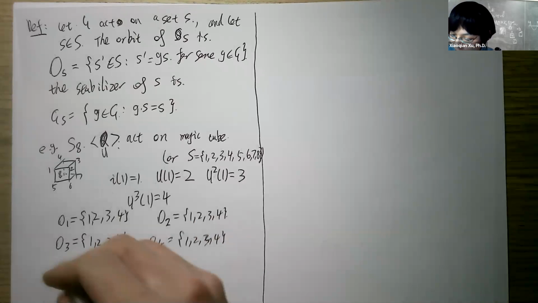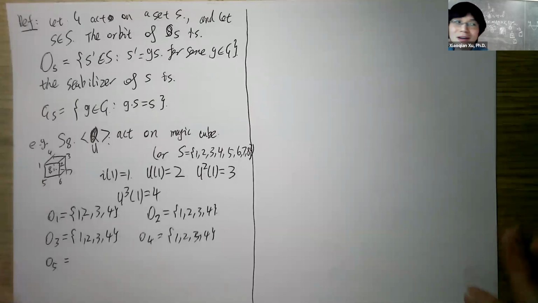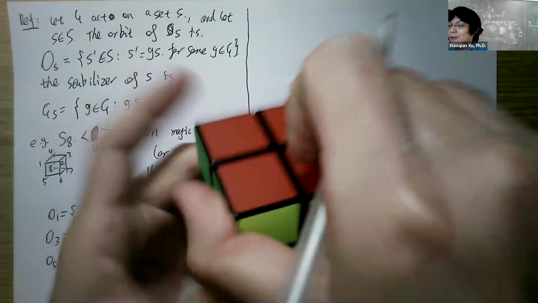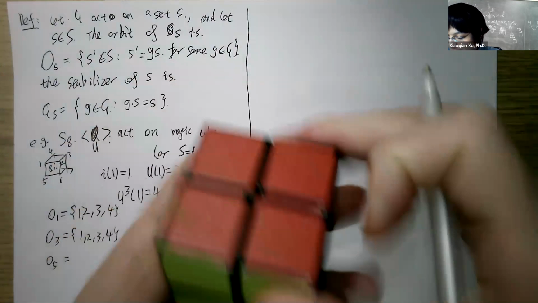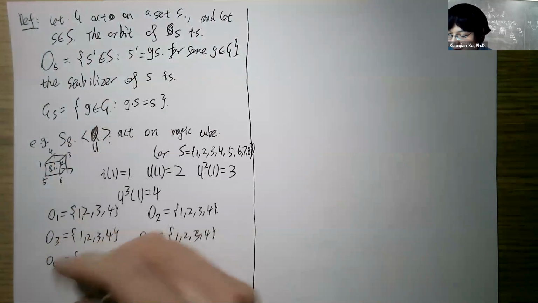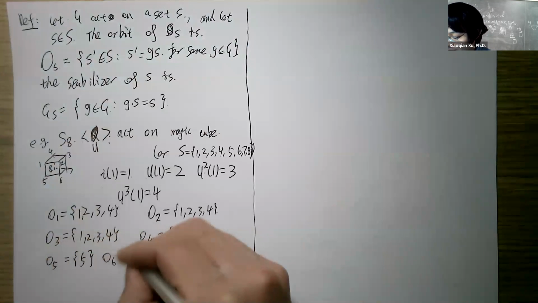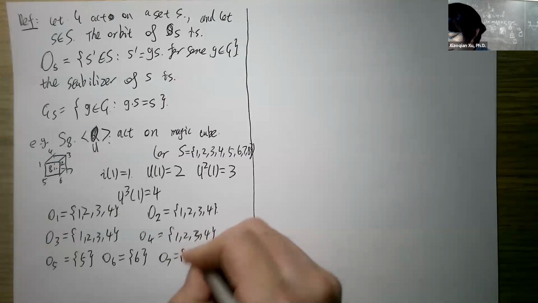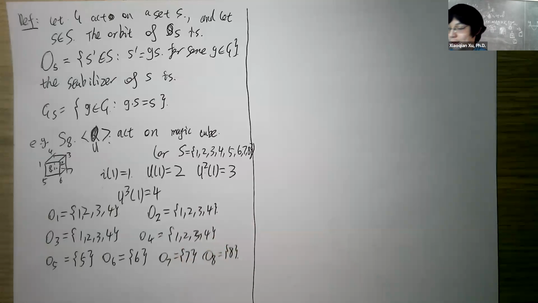But you also know that the orbit of point 5, well, it doesn't change it at all, right? You rotate this upper side, it doesn't change anything for the bottom side, right? So the orbit of point 5 is always 5. The orbit of point 6 is 6. The orbit of point 7 is 7. The orbit of point 8 is 8. Okay, that clear?